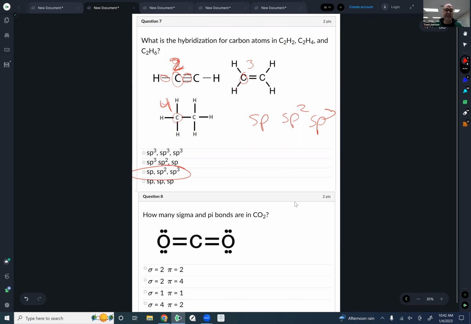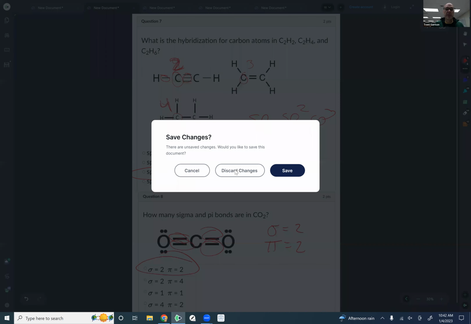Number 8, how many sigma and pi's are in this? Well, total. So first bonds are always sigma bonds. So there are 2 of those, and second bonds or triple bonds, they are always going to be the pi bonds. So 2 and 2, that's your first answer there. Number 9.